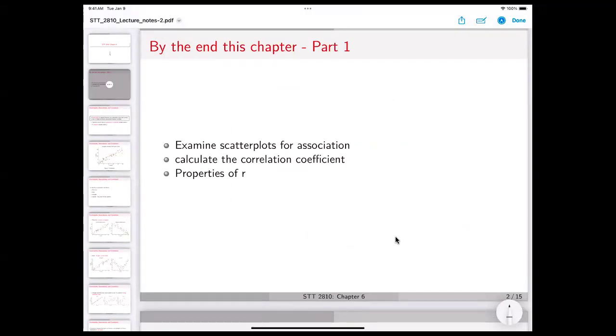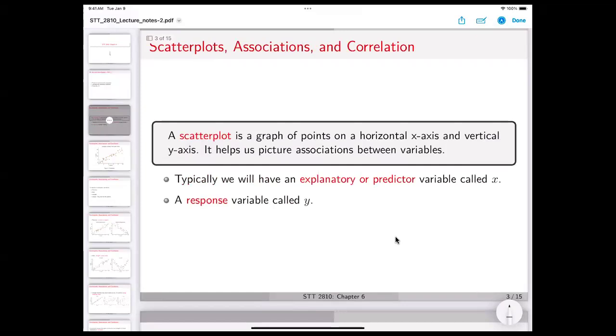So learn how to compute the correlation coefficient, which is also called R, and also the properties of R. And so what is a scatter plot? A scatter plot is a graph of points on the horizontal axis and then the vertical axis. It helps us to be able to see the picture between two variables.